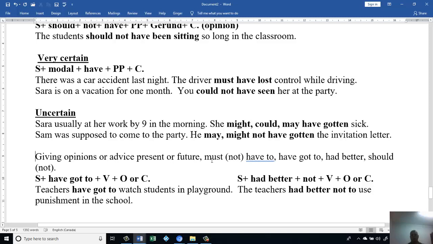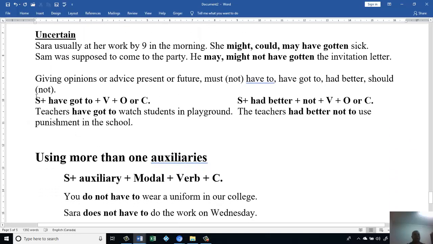present or in the future: must not, have to, or have got to, had better, or should not. Okay? We have subject, have got to, then verb, then plus object. For example, teachers have got to watch students in the playground. Then we have sentences like, the teachers had better not use punishment in the school.